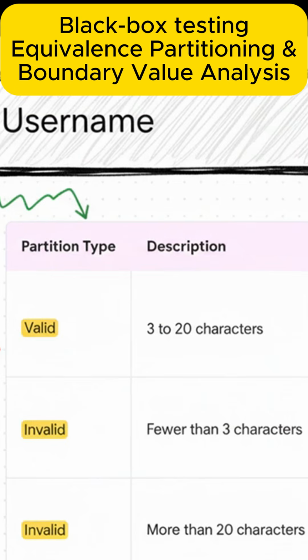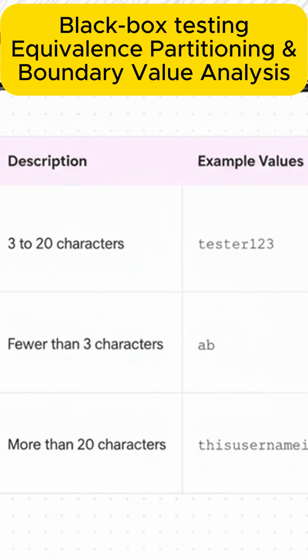Okay, let's make this super practical. Imagine a username field, and the rule is it has to be between 3 and 20 characters long. Using this technique, we can spot 3 classes right away. First, there's the valid class, any username that's 3 to 20 characters. So we pick one, like tester123, to represent that whole group.